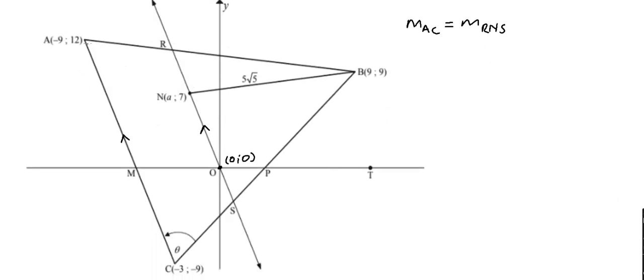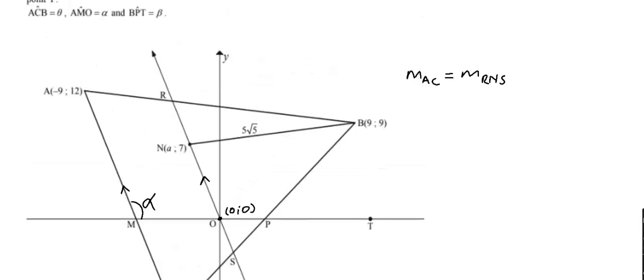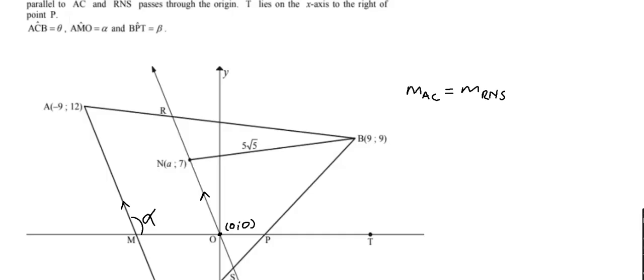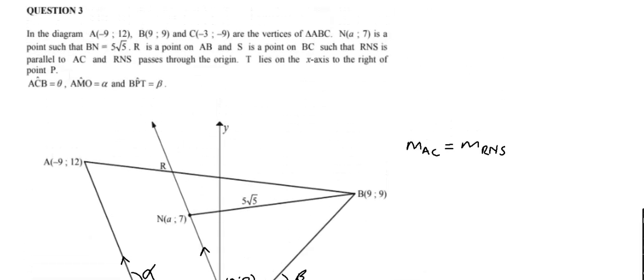AMO, I think this is the one. They say we must name it as alpha, yes, alpha, and then BPT as beta. Now, you will realize that this BPT is also equal to this OPS, which is also going to be beta. But if we do need to make that note, you will see as time goes on.